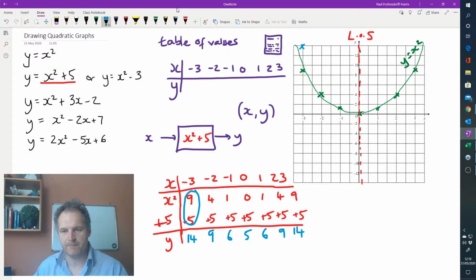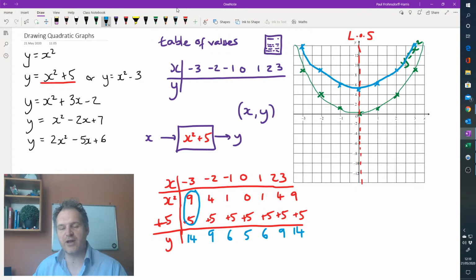Now, this is not what we're learning today's lesson, but it's a nice observation to make by drawing on the same graph. You may have noticed that x squared plus 5 is exactly the same curve as x squared, the green one, just moved up 5.